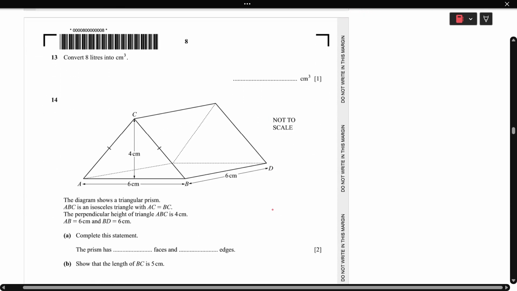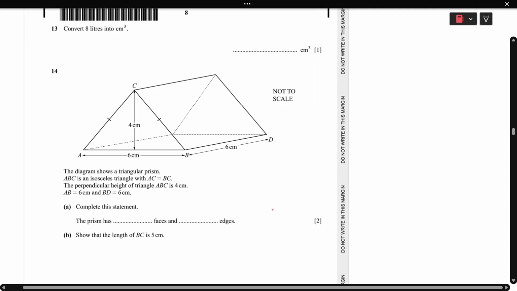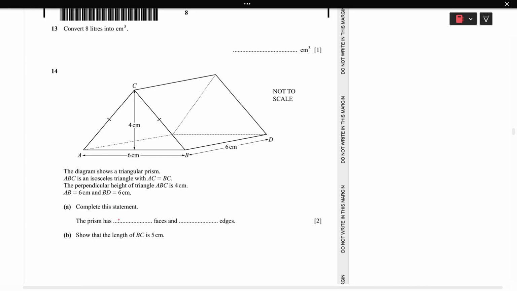Okay, so the next question. The diagram is given as a triangular prism. Complete the statement. Here some values were given, so everything is given in the figure itself. Okay, the prism has how many faces? So down one face, here two faces, this and that other side, total 3, then 2 cross section, 3 plus 2, 5 faces. And edges, how many lines are there?